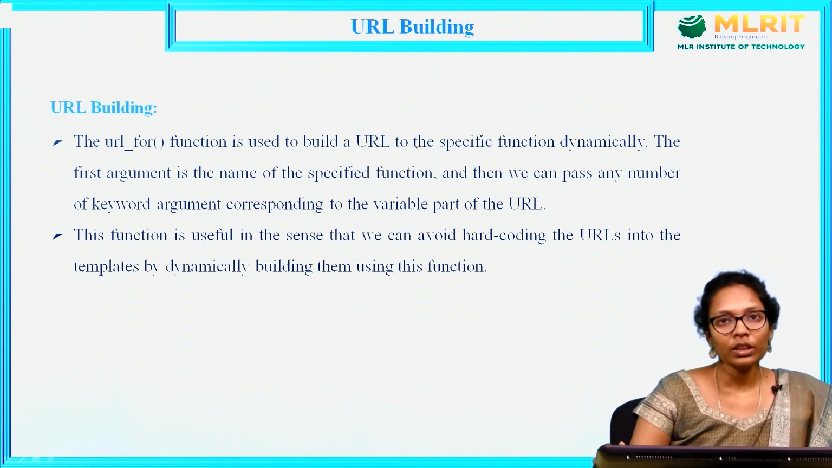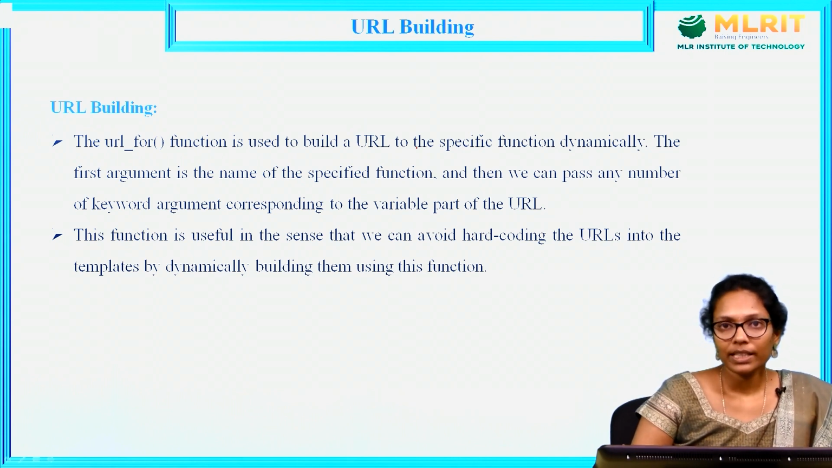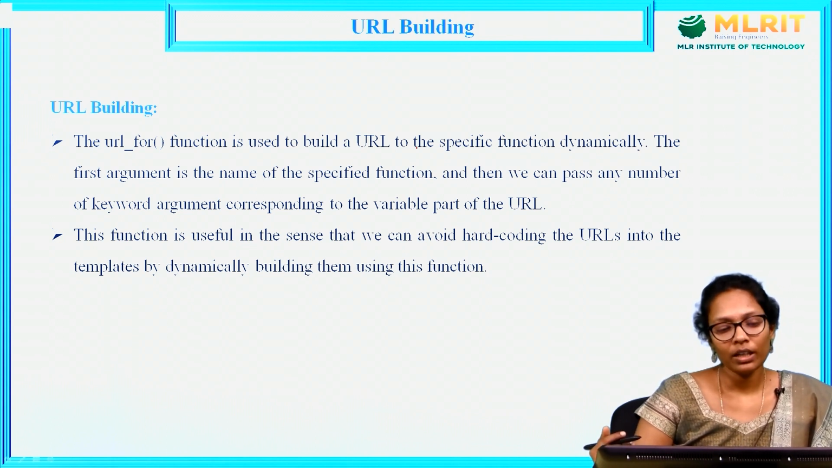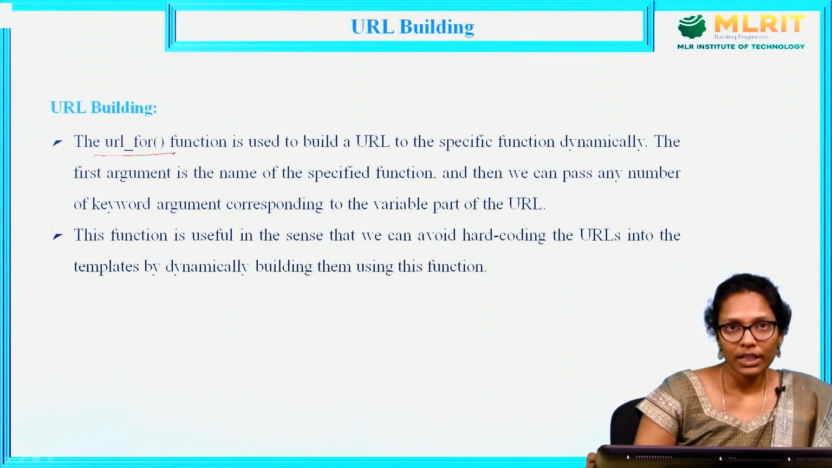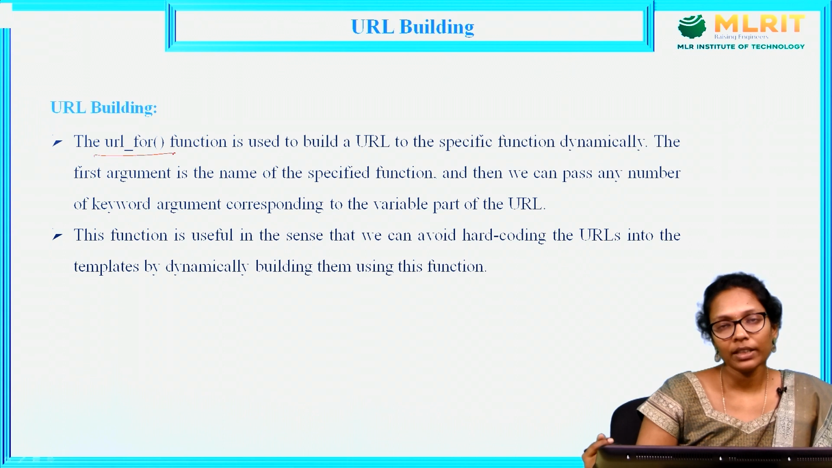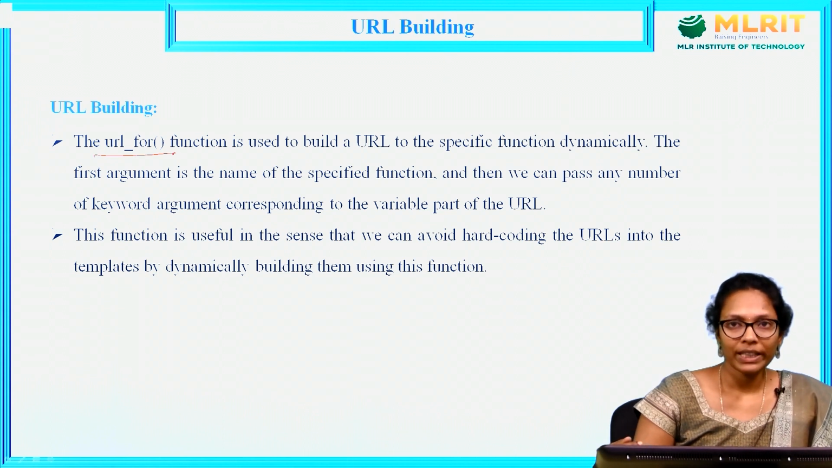Coming to URL building. For example, in a single application, I may build multiple routes or multiple URLs. So how to reuse them? Every time, do I need to hard code them? Do I need to remember the URLs, especially if a URL is very lengthy? To overcome that problem, you can build the URL using a method called url_for. Using this url_for function, you can build URLs which are already existing, simply by using some keywords.